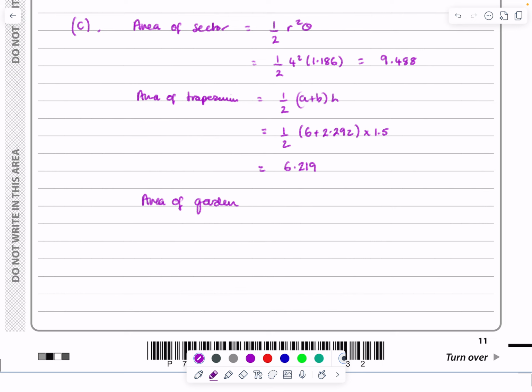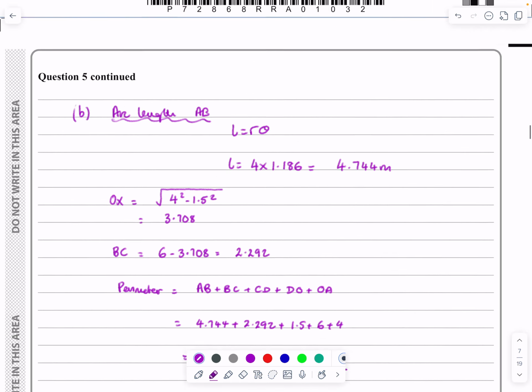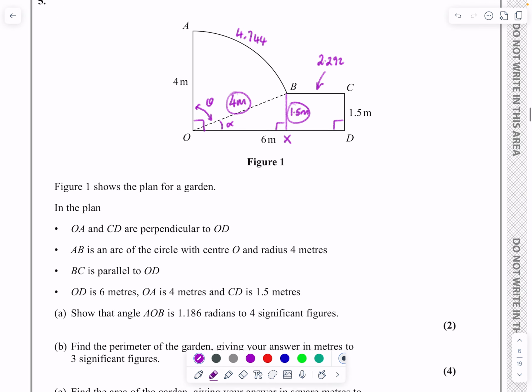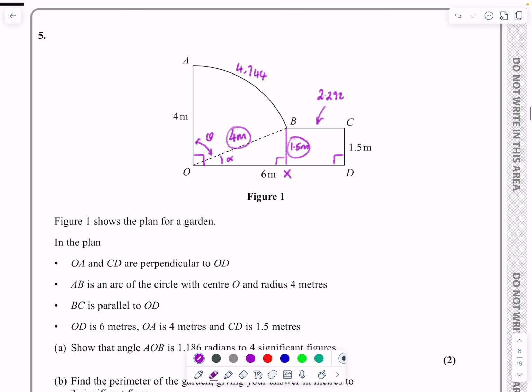And then so area of the garden, the whole thing, is equal to 9.488 plus 6.219, and then whatever that all works out to be. And it said 3 sig figs, so I'm not even going to bother doing it. I'll do it and make it accurate at the same time there, 15.7. So yeah, useful question to go through just to make sure you're clear with all your methods. Don't make any silly mistakes on this question. This should be a good mark earner for us. So hopefully that will make sense to you.